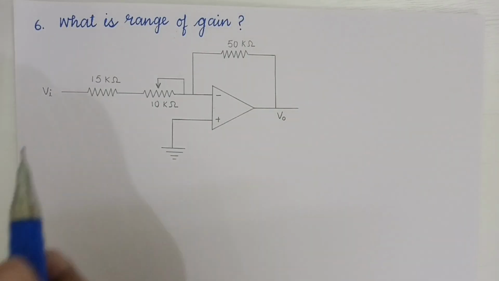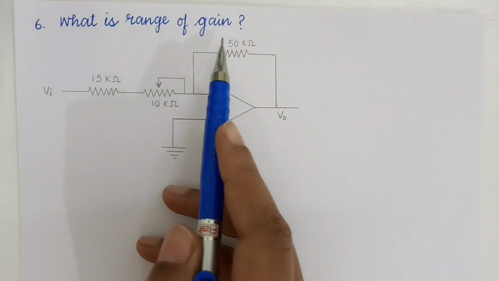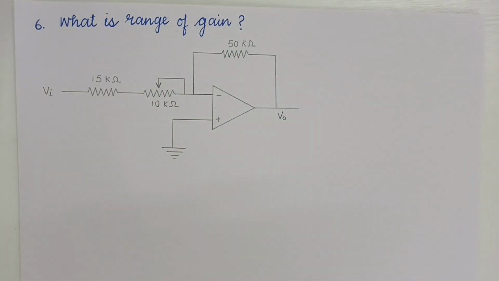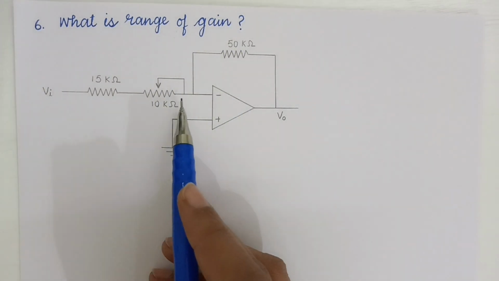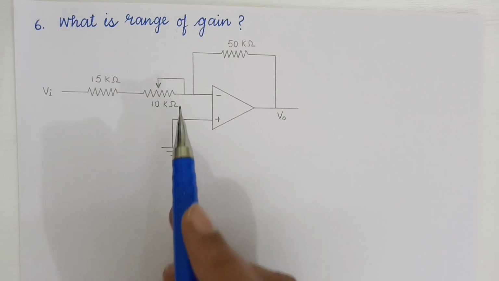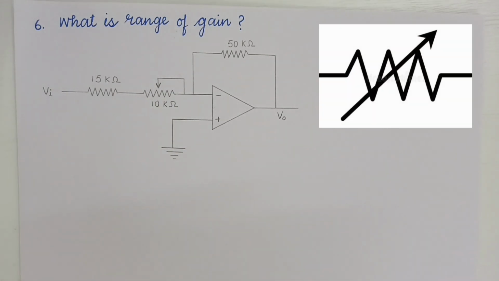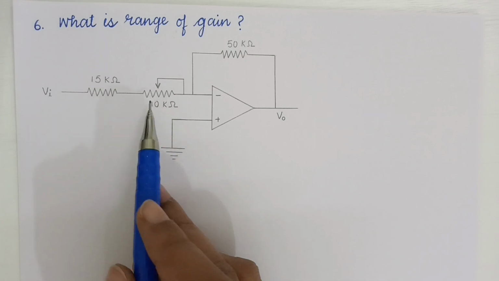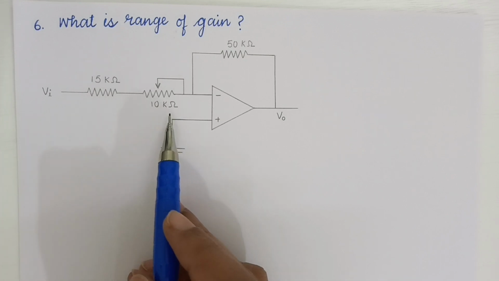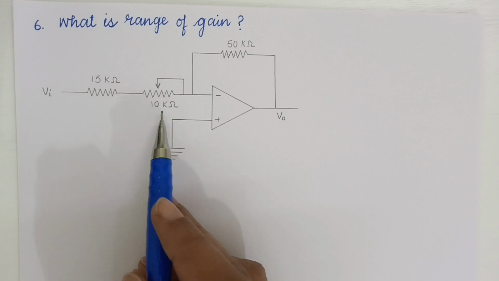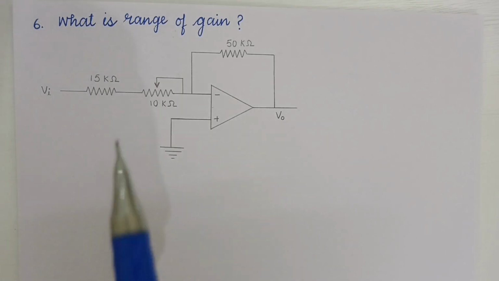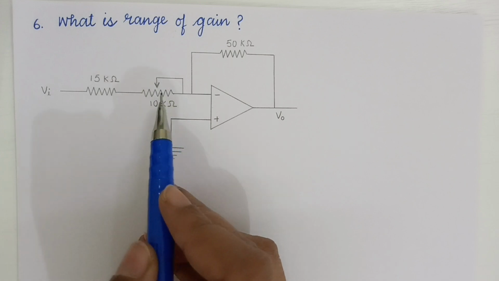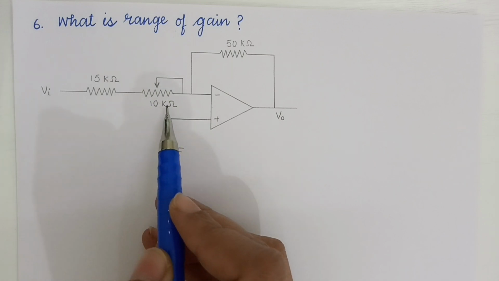Alright, so here the question is, what is the range of gain? It is asking the range of the gain. So here you can see in the figure, this is a symbol of variable resistance. It is also represented as this. So this will vary till when? Till 10k. So what can be the minimum value? Obviously 0, and the maximum value is given as 10 kilo ohm. So this variable resistance can vary from 0 to 10 kilo ohm.